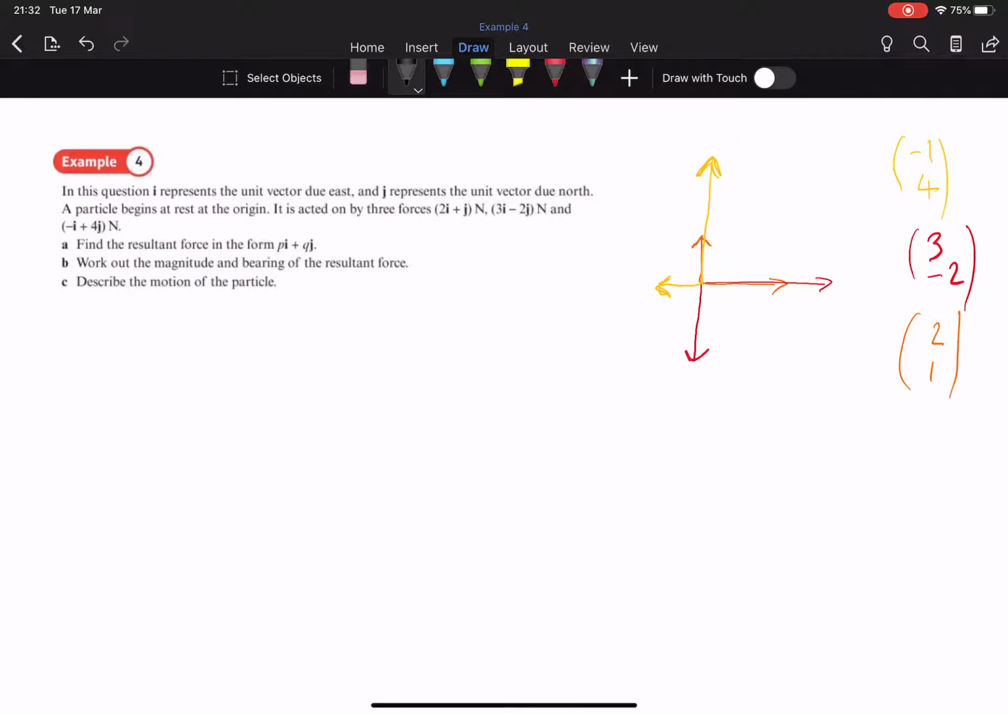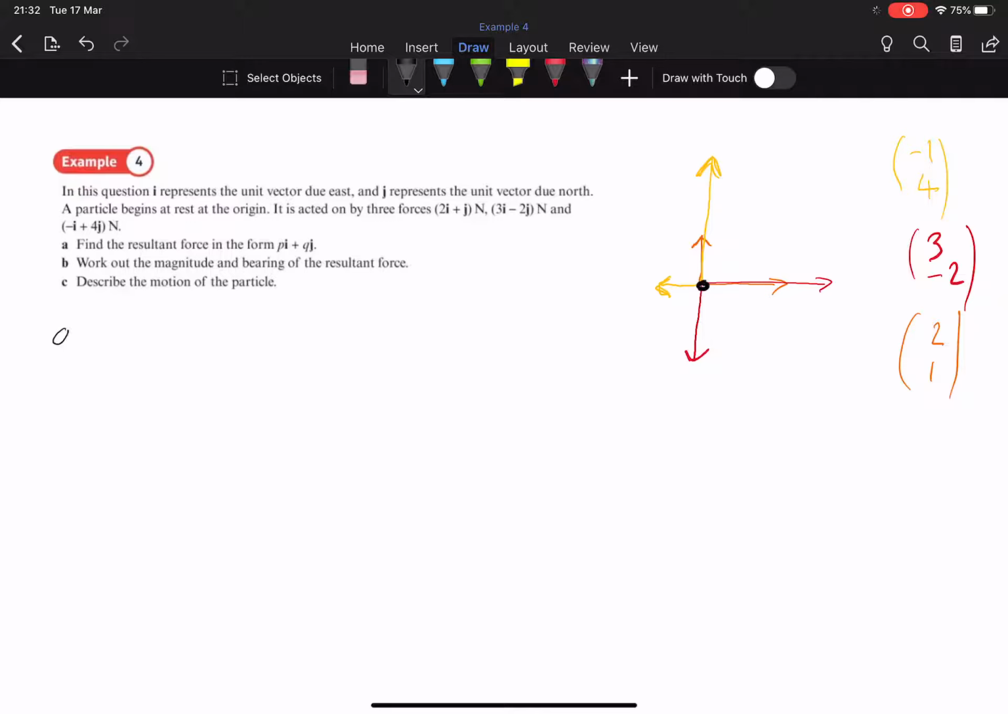In this example, we've got a particle where we've got three force vectors acting on this particle. So I've tried to show you each of these vectors acting on this particle, which is in the middle here. So we've got one vector, which is 2i plus 1j. So that's a force 2 newtons to the right and 1 upwards, for example.